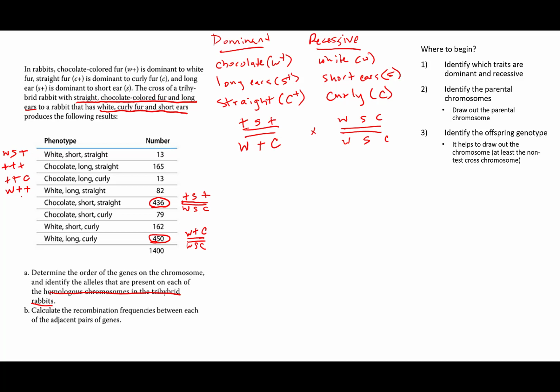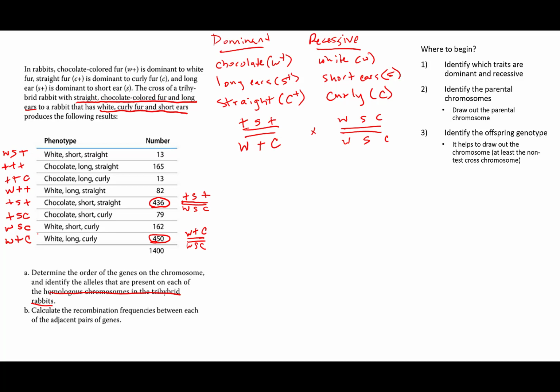Go to the next one, chocolate, wild type. Short is recessive. Straight, wild type. Chocolate, wild type, short, recessive, curly, recessive, right? White, recessive, short, recessive, curly, recessive. White, recessive, long, dominant, curly, recessive.